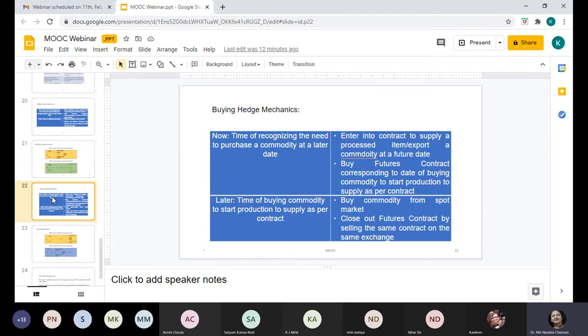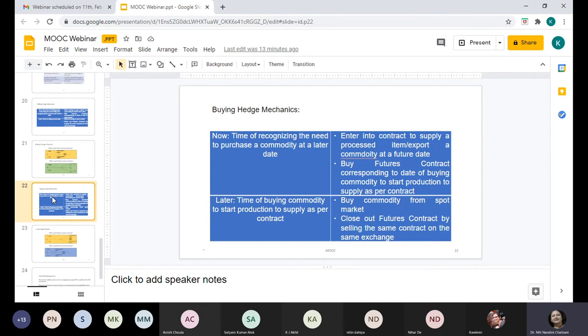Suppose you are Haldiram and you know that you need to buy sugar every 15 days. When you recognize the need to purchase a commodity at later dates, several rounds of buying every 15 days, you say, fine, I will continue to buy the commodity as and when needed. But in parallel, you must be clear on what the dates are on which you're going to purchase or sell. That's a requirement. So corresponding to the date on which you'd be purchasing sugar or whatever commodity it is, you buy the futures contracts corresponding to those dates, right?